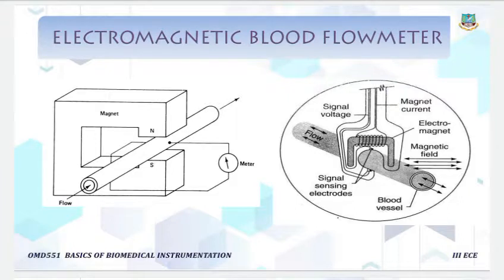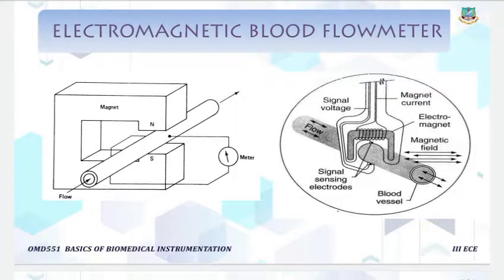The voltage induced in a conductor moving in a magnetic field is proportional to the velocity of the conductor. Blood is a good conductor of electricity. A permanent magnet or electromagnet is positioned around the blood vessel and generates a magnetic field perpendicular to the direction of the blood flow.